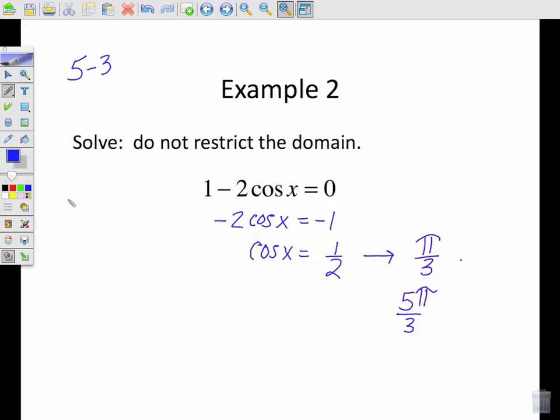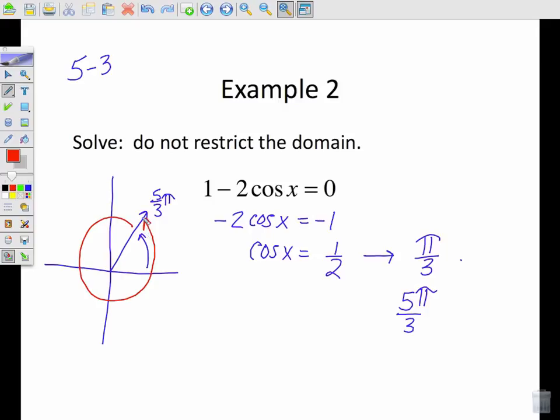All right, I'm going to go ahead and show you what I mean by finding all solutions. If I have a solution here at pi over 3, I would also have a solution if I go all the way around. If I go all the way around again, it would be at 7/3 pi. And if I go around again, it's 13/3 pi and 19/3 pi.